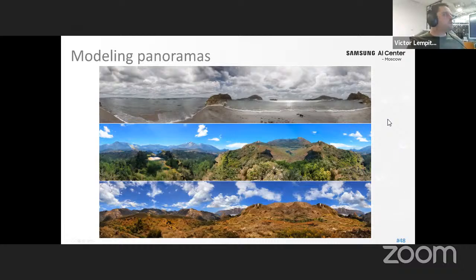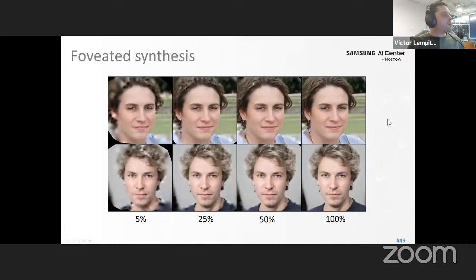We can do foveated synthesis, where we synthesize a subset of pixels, for example, more pixels towards the center of the image and fewer pixels towards the outer parts of the image. Here, for example, we only get 5% of the pixels and we interpolate the rest.